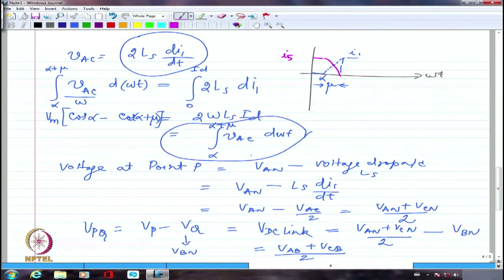do the integration for the duration from alpha to alpha plus mu, at what point overlap is happening, that is where there will be a drop in the DC link voltage. And the DC link voltage is dropped by a factor of VAC by 2. That's what we decided just now. And VAC by 2 is the drop which has to be integrated from alpha to alpha plus mu.